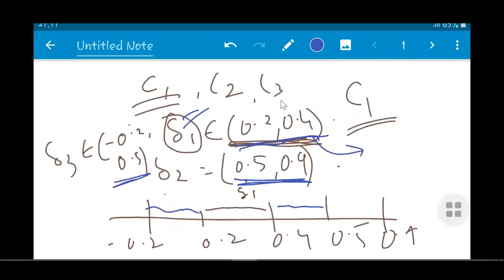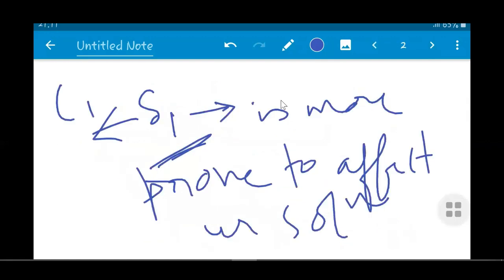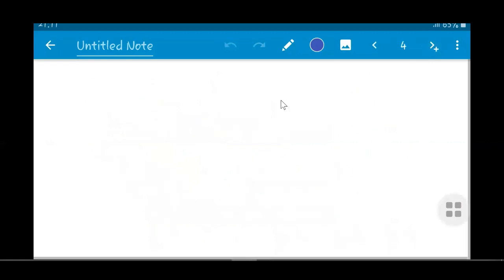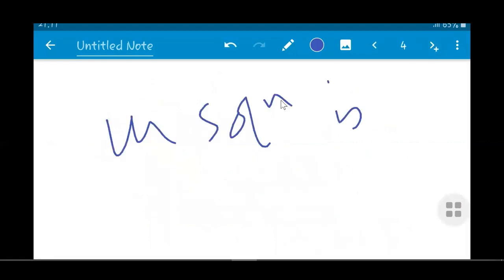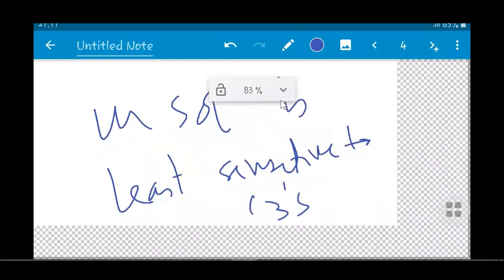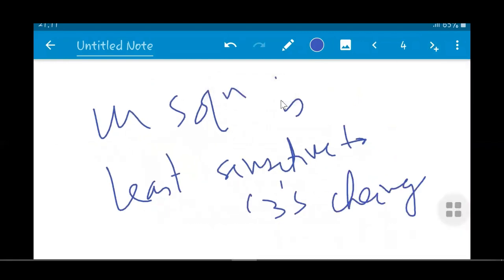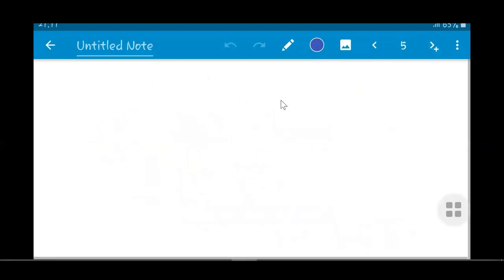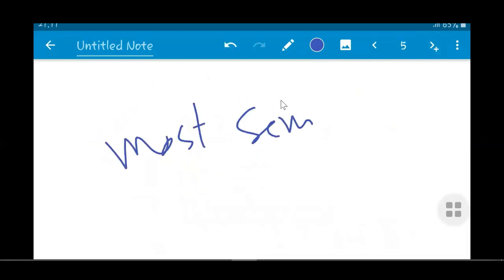Ultimately, you can see here for this one, this is a much higher range compared to 0.2, 0.4, 0.5, 0.9. This is the largest range. So del 3 can be varied over a large range compared to this one and this one. So C3 is the least sensitive one. Your solution is least sensitive to C3's change and most sensitive to C1's change.